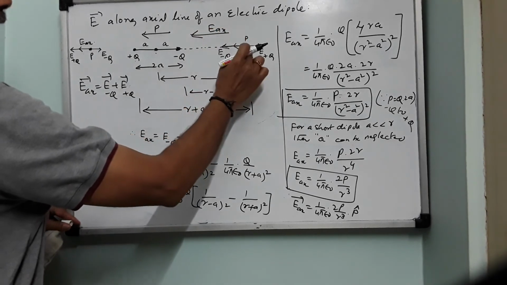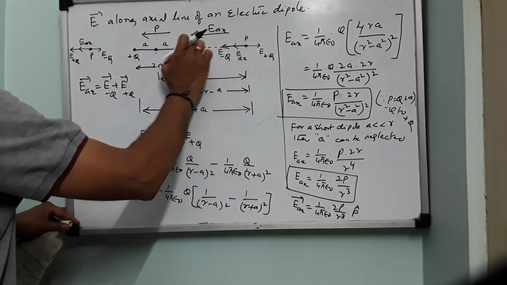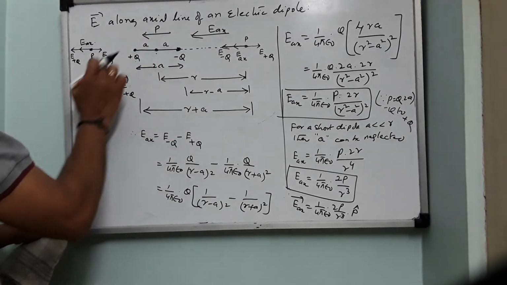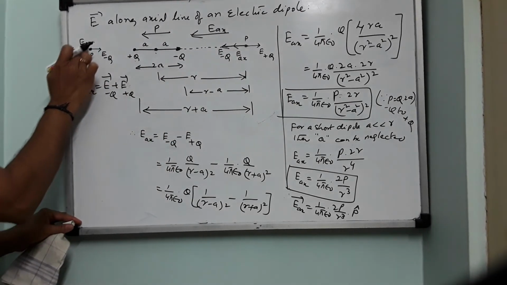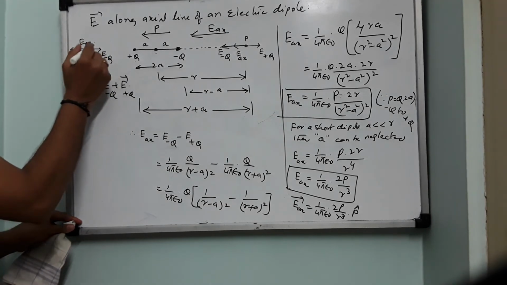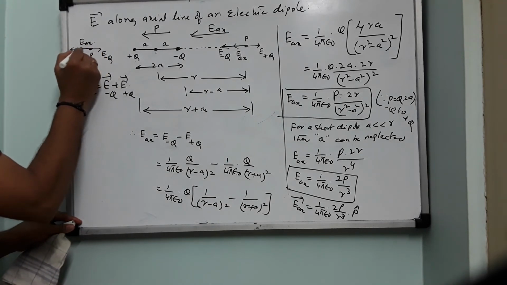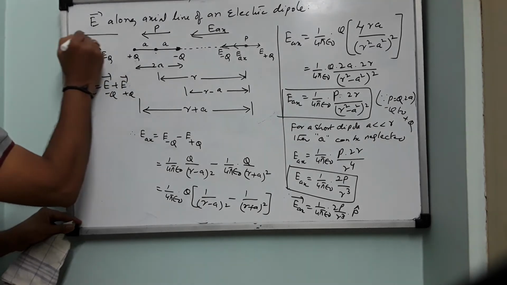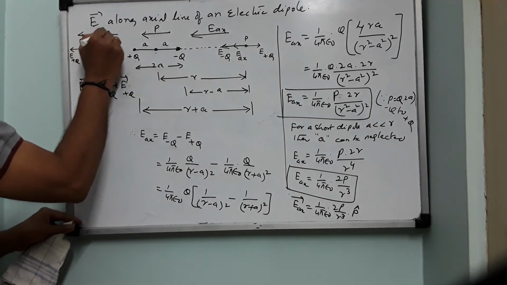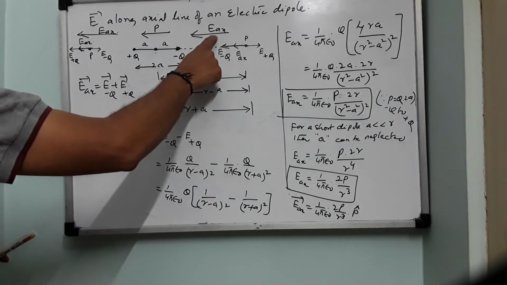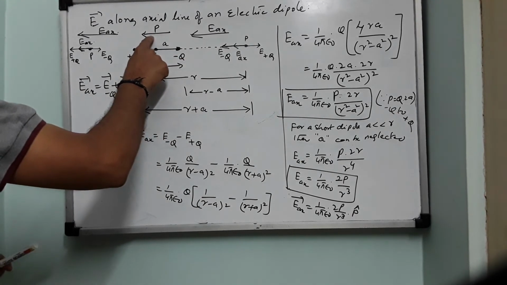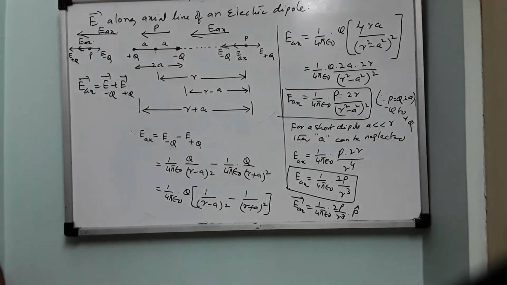Am I right? I am making this vector bigger for your clear understanding. And if you take point P here, what will happen? This is the direction of net electric field. E axial I have written here, right? So this is actually the E axial on the left side. Now do you agree that axial electric field and dipole moment vector, both of them are parallel to each other? Yes or no? Yes.